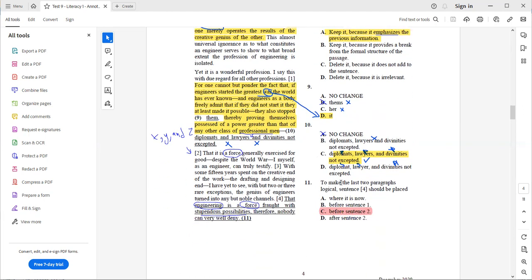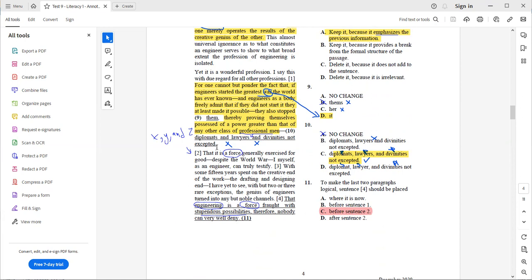Thank you. Engineer Zena, as we said, now we have two questions in the same sentence, so maybe at least one of them is going to be no change. So we're going to look at the first one. Read it complete now. Diplomats and lawyers and divinities not accepted. Expected. Accepted, I'm sorry, accepted.